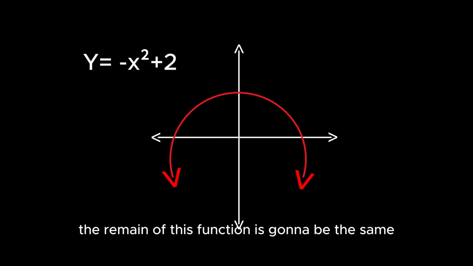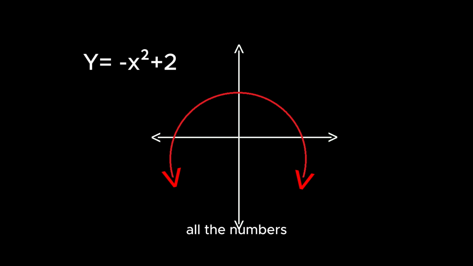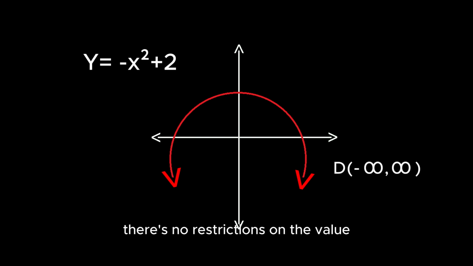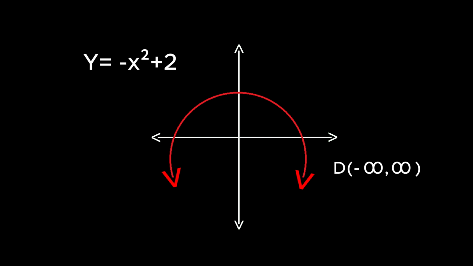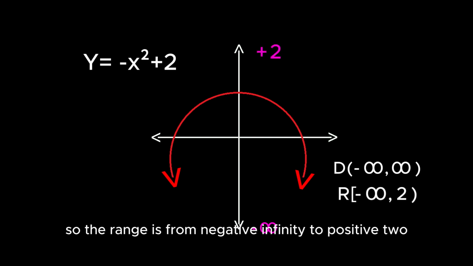The domain of this function is going to be the same, all real numbers. There's no restrictions on the value that you can plug in for x. So what is the range for this function? What is the lowest y value, and what is the highest y value? The lowest is negative infinity. The highest is 2. So the range is from negative infinity to positive 2.